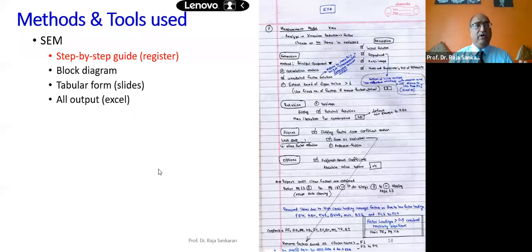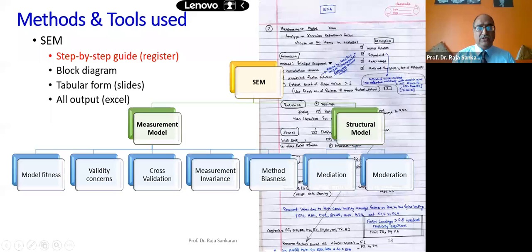Second is using a block diagram approach. It means you identify, for example, drilling down into model fitness, what do you get? What kind of validity concerns could exist and how do you address them? In case of measurement invariance, why is it required and how would you do that? So that could be in a block diagram. And the next is in the tabular form. I'll just show how the tabular form looks.